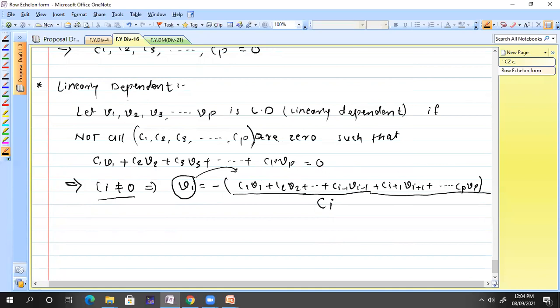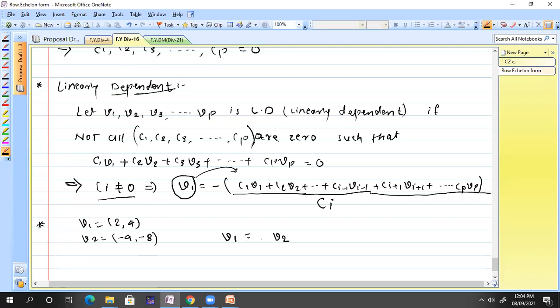Now see the words dependent and independent. What is meant by the word dependent? Suppose I have V1 equal to 2, 4 and V2 equal to minus 4, minus 8. Here I can write V1 equal to, tell me which number should I multiply so that I get V2?